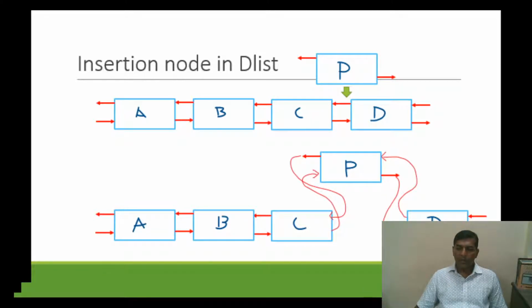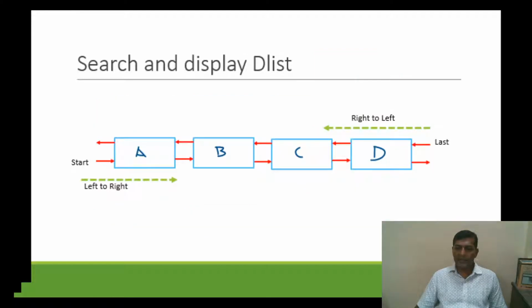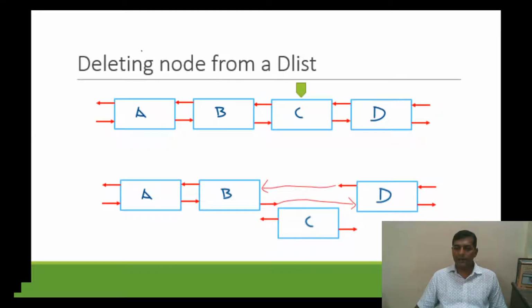Further, if we want to search for an element in the list, then we have two options here. Start from A, left to right, and from right to left. To do this, we have start as well as last pointers with which we can traverse throughout this list very easily. So this is a more efficient way of traversing a doubly linked list, because we have control on both ends. So searching as well as display of a list is easier.